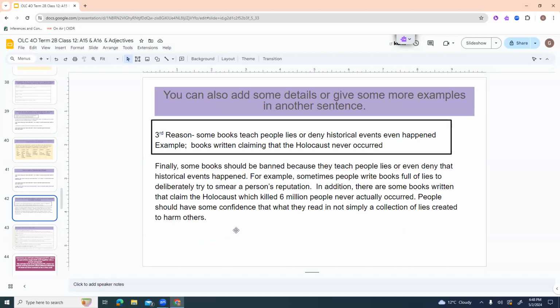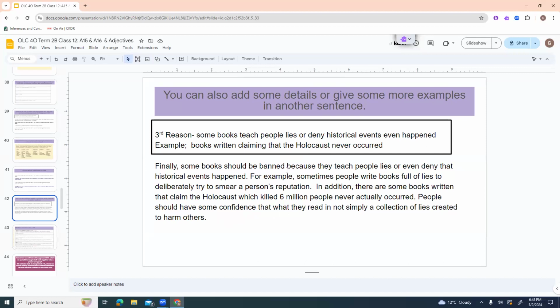You can also add more details or give more examples in another sentence. So here is my third reason, and I've got one little reason here, but this is a really important topic to me, so I added a whole bunch more details or more examples. And that's totally fine to do. It's a sign of good writing as long as you don't get carried away.